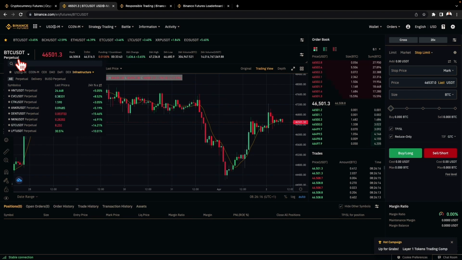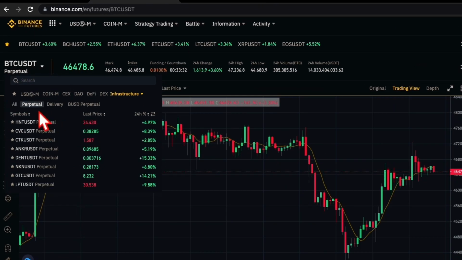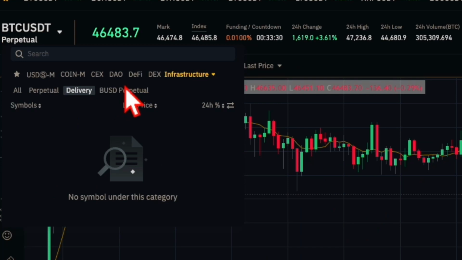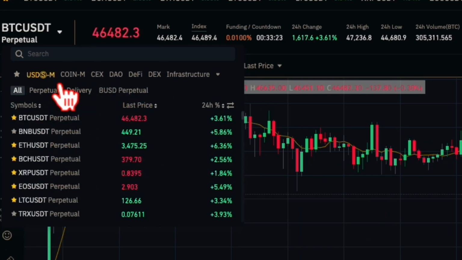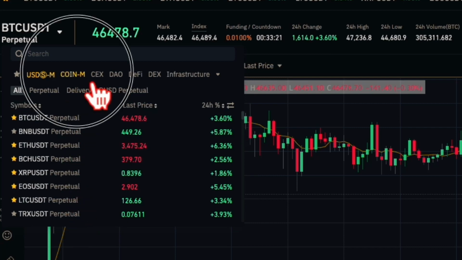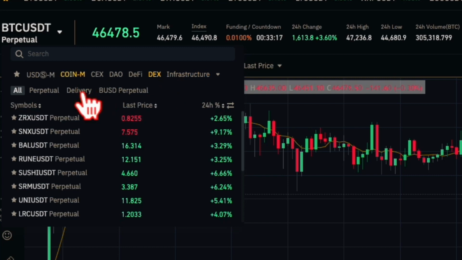You don't have to sell it at the end of a quarter. Here you can see all the assets that you can trade with. Just click here. You see all the assets here: perpetual, perpetual contract delivering, BUSD perpetual. Here you can pick all the assets you want based on USD perpetual contract or coin margin. So it depends on what you want to trade with. So this is where you pick your asset.